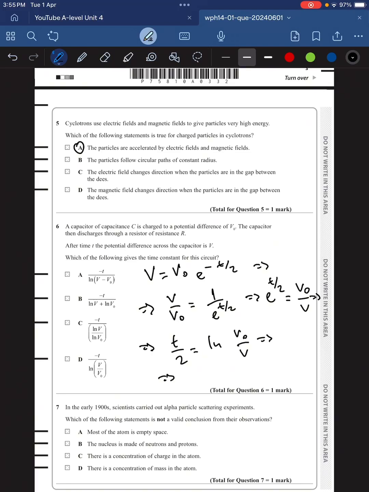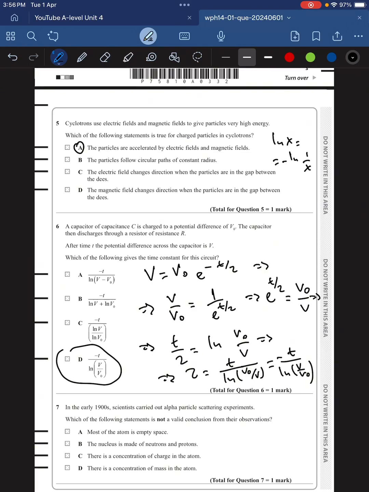So tau is t over ln of V0 over V. So the correct answer is D. They want to confuse you here because you can flip the denominator and get the minus sign, so minus ln of V over V0. Okay, the property of logarithms: if you have ln of x, that's equal to minus ln of 1 over x.